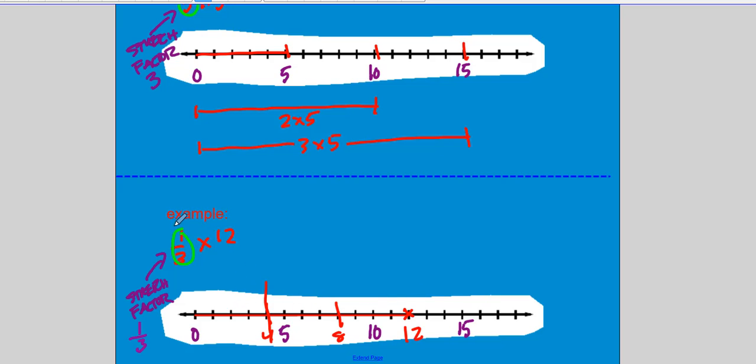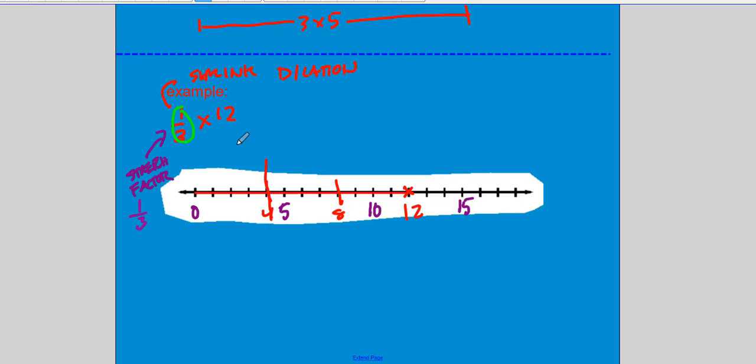So you can think of this as a shrink. Sometimes we also call this a dilation. So 1/3 of 12 can be thought of as a shrink or dilation. So our answer is going to be less than what we started with whenever we take a number less than 1.